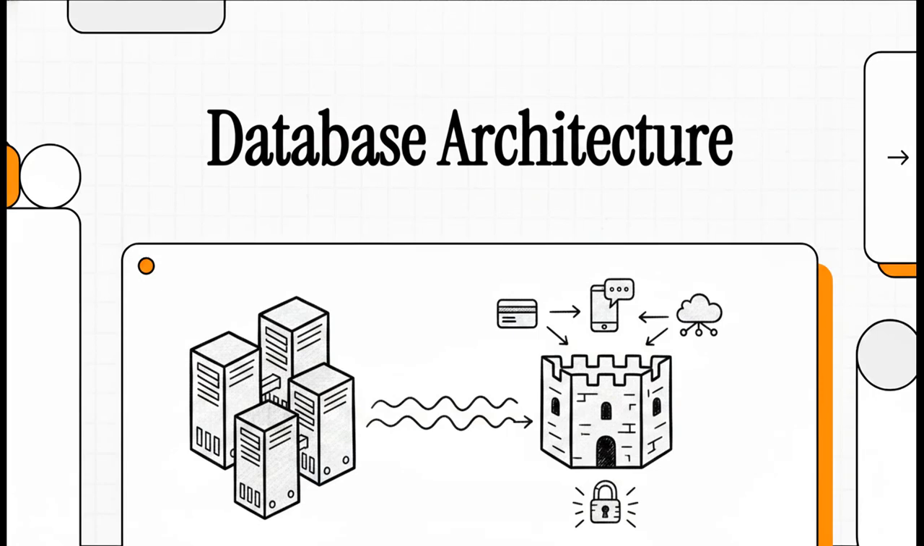Welcome to This Explainer. Today, we are pulling back the curtain on the massive, completely unseen systems that hold essentially all of the world's digital information. I mean, think about it. Every single time you swipe a credit card, like a post, or book a flight, it all relies on the precise, hidden architecture of a database. We're going to break down exactly how these digital fortresses are designed right from the ground up.